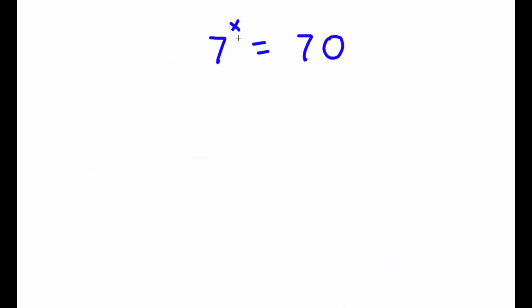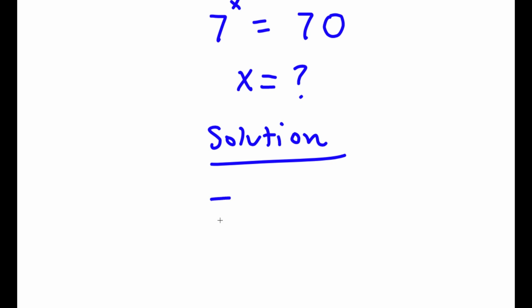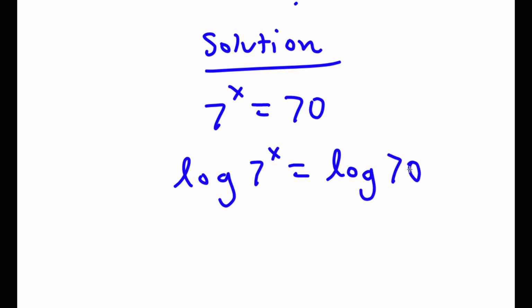I have 7 to the power of x is equal to 70. So I obviously want to find the value of x. So for my solution here, first start with 7 to the power of x is equal to 70, and now I'm going to take the log on both sides. So now I have log 7 to the power of x is equal to log 70.